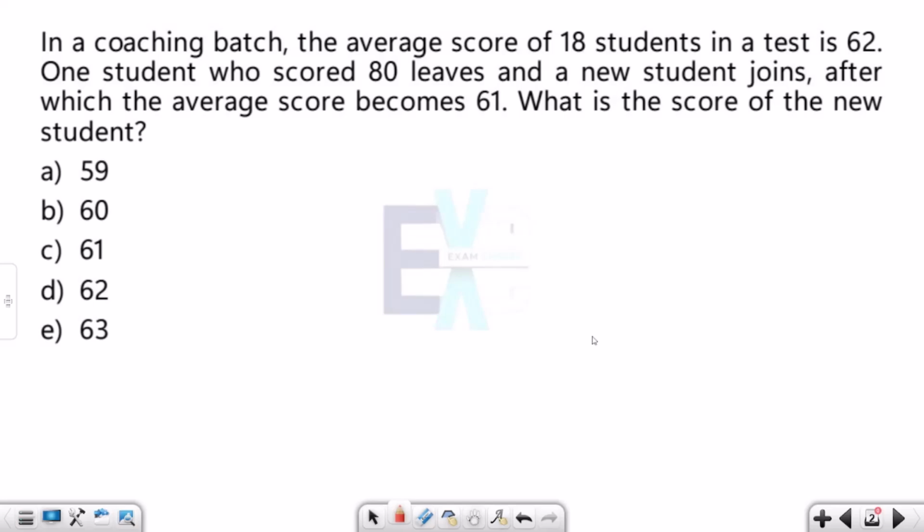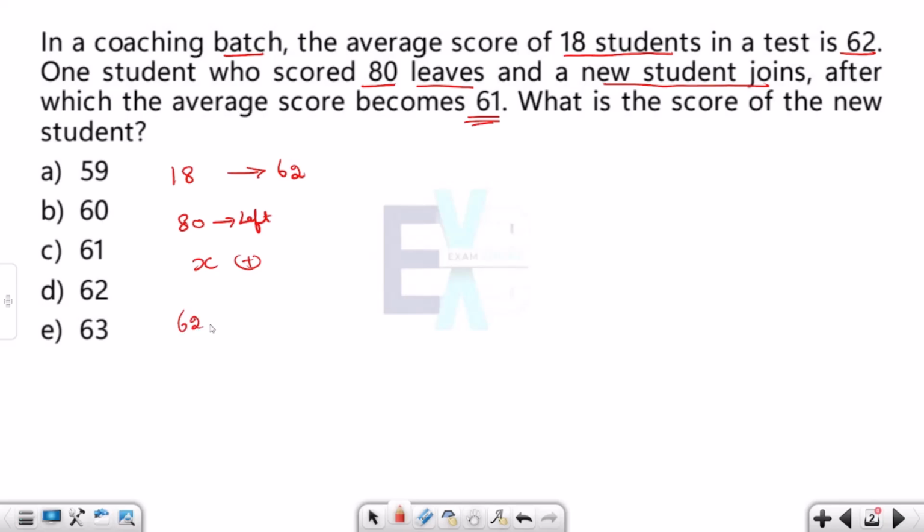So first one. What is the first question? In a coaching batch, the average score of 18 students in a test is 62. So totally how many students are there? 18 students are there. And what is the average? 62. Next, one student who scored 80 leaves and a new student joins. Okay, the person who scored 80 left and another person joined, after which the average score becomes 61.